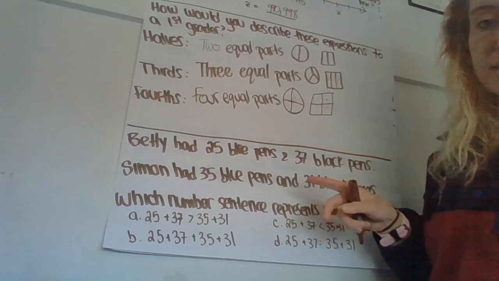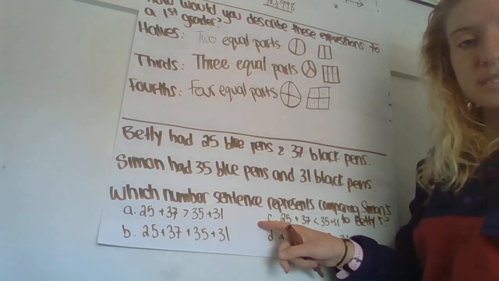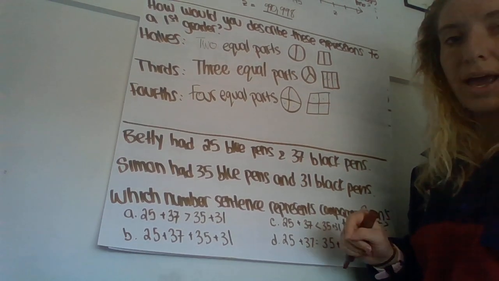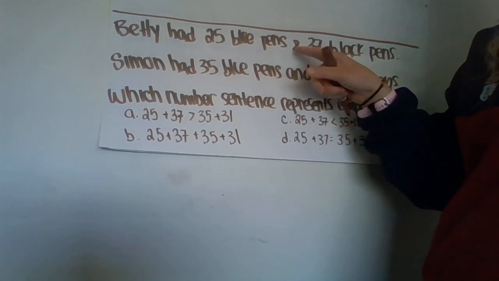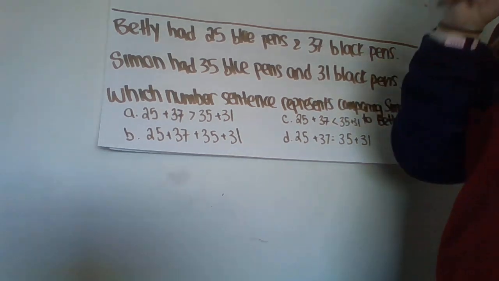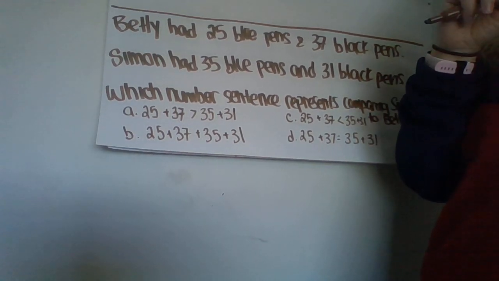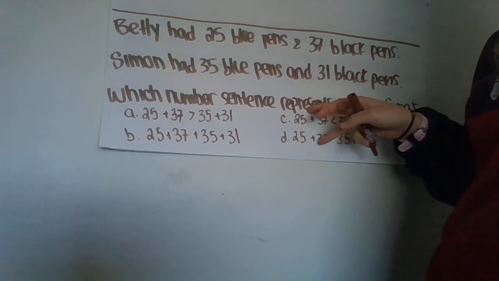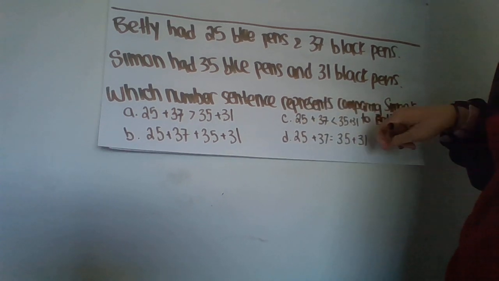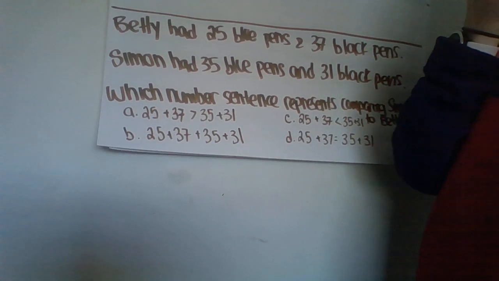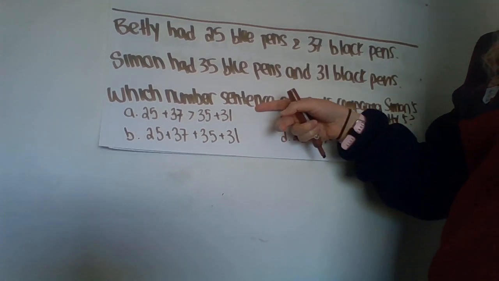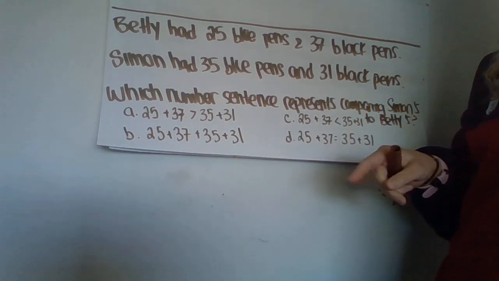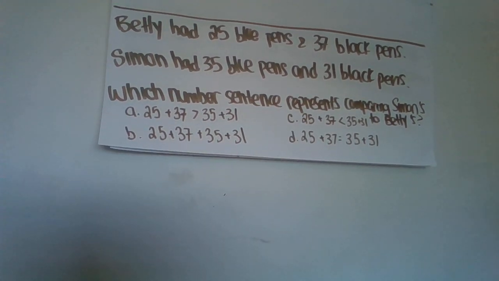And I want to remind you for this one, the best thing to do when you have multiple choice answers is to just solve the problem yourself and then figure out which answer matches yours. Betty had 35 blue pens and 37 black pens. Simon had 35 blue pens and 31 black pens. Which number sentence represents comparing Simon's to Betty's? Okay, go ahead and get started. Make sure that you represent these number sentences on your own before you look at the multiple choice answers. I'll give you 2 minutes for this.